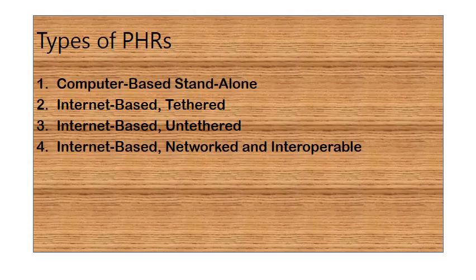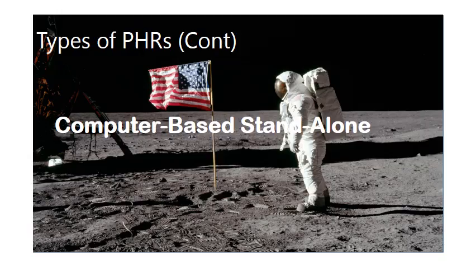Now we're going to cover types of PHRs. The first type is the computer-based standalone. Computer-based standalone, as it sounds, is from an individual's personal computer only. Software resides on the individual's computer and is entered by the individual. This type of PHR is not connected to any other computer or system and does not exchange any other information.